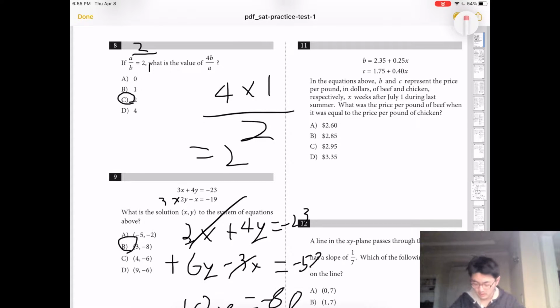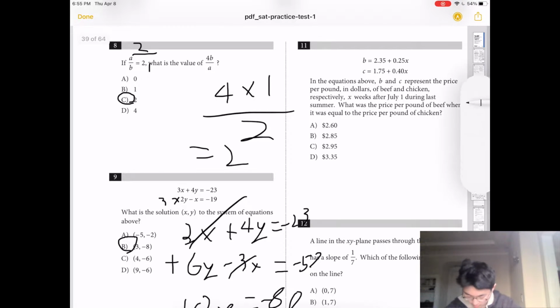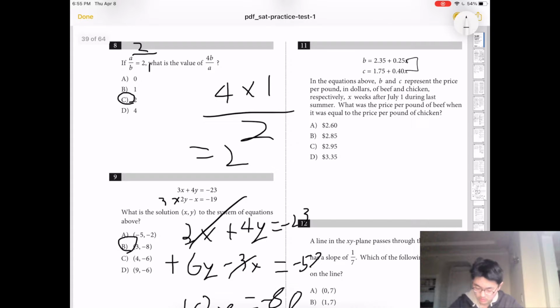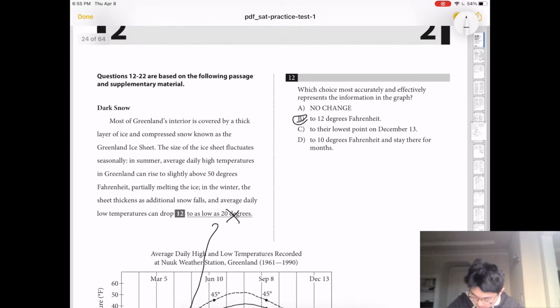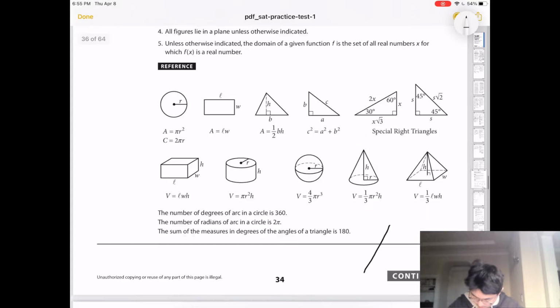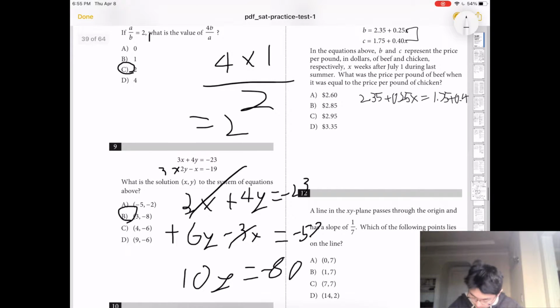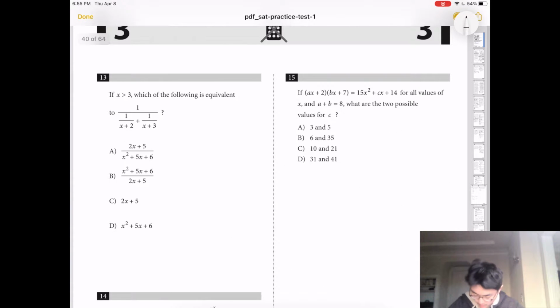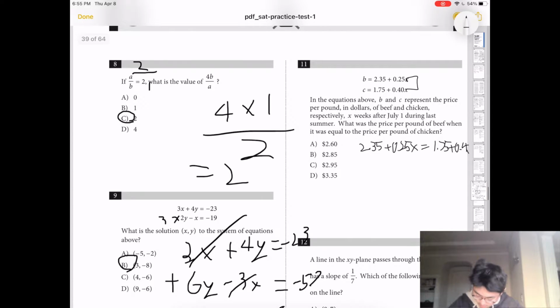Alright, let's begin. What was the price per pound of beef when it was equal to the price per pound of chicken? Alright, so we want to make these two equations equal. So it would be 2.35 plus 0.25x equals 1.75 plus 0.4x. We don't want that. 0.4x, which is 0.6. We want this guy to go over here and this guy to go over here. 0.6 equals 0.15x, so x equals 4.